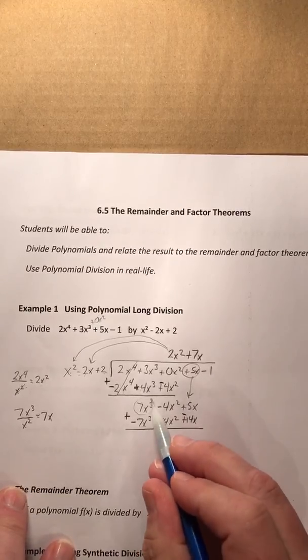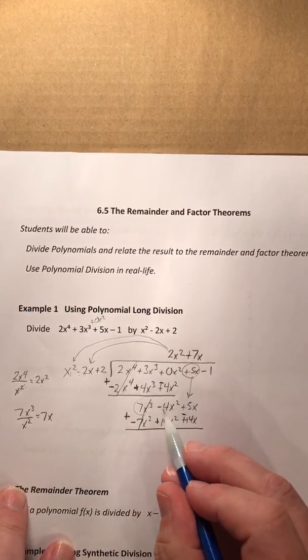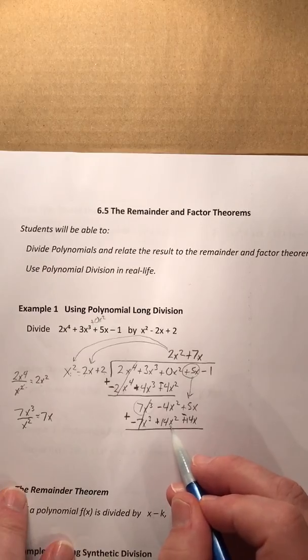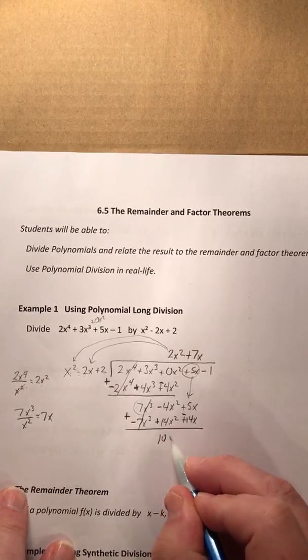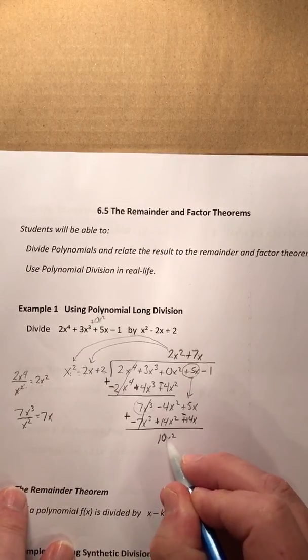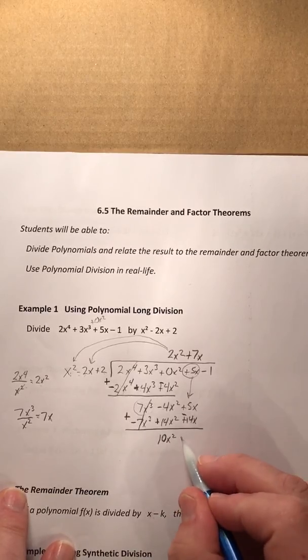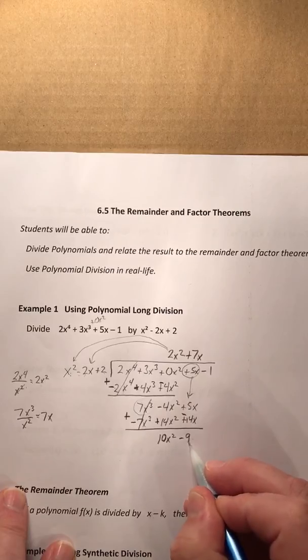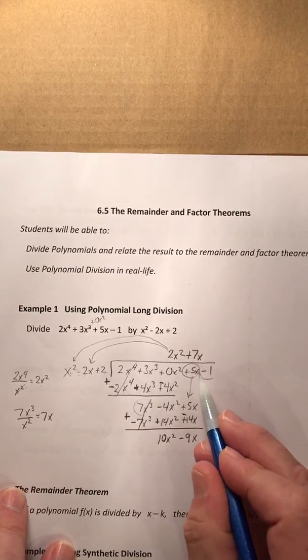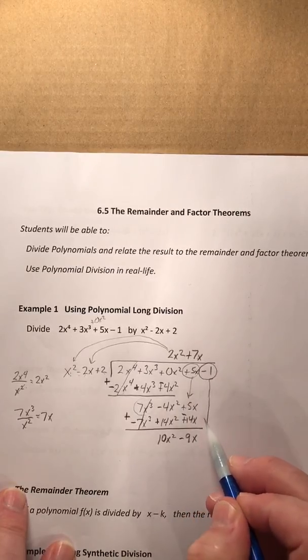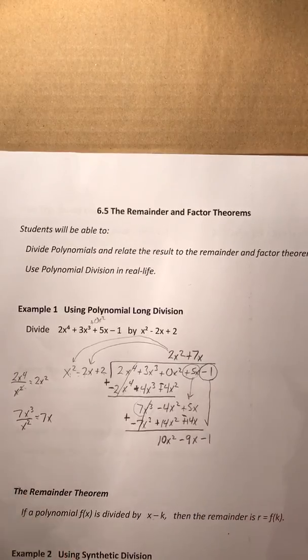All right, so the first terms cancel out. We got a negative 4x squared and a positive 14x squared, which gives us 10x squared. Then we got a positive 5x and a negative 14x, which gives us a negative 9x. And then we drop down this last one, so drop down our negative 1. All right, and now we start over again.